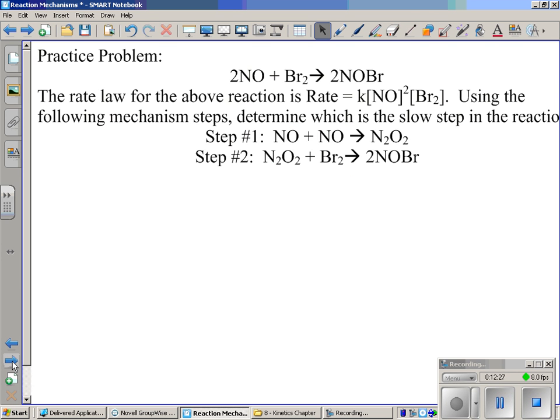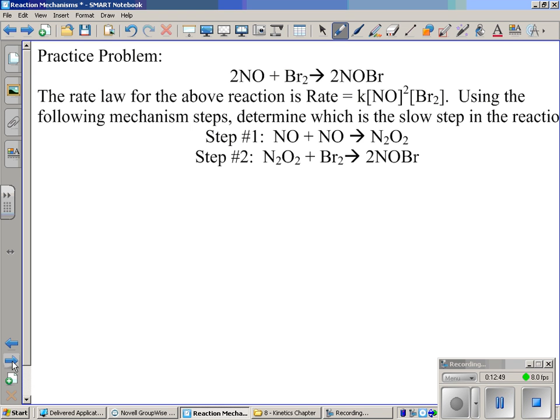Now, there is another type of problem that we're going to see, and you notice in this one right away, we've got steps, we've got our overall equation, but they have not told us which one is the fast and which one is the slow step. And because of that, you might feel like, well, how do I know? What am I supposed to do with this if I don't know which one is the fast step and which is the slow step? But if you notice, that's not what the question's asking you to do this time.